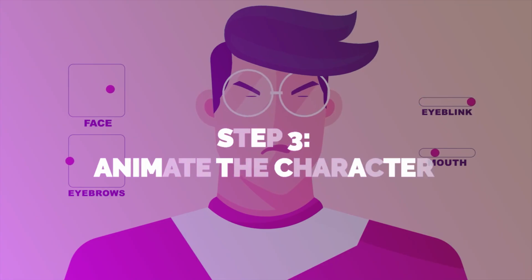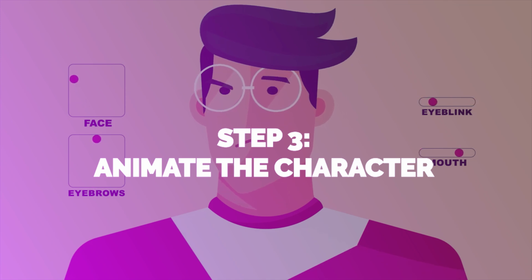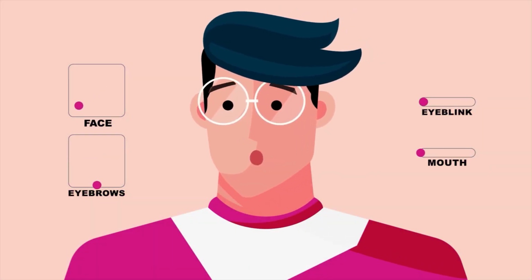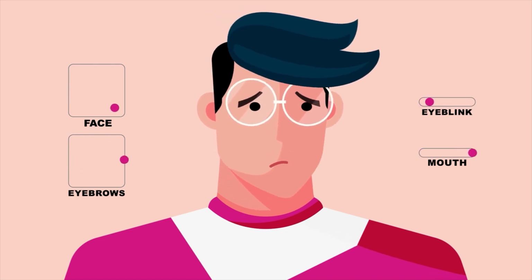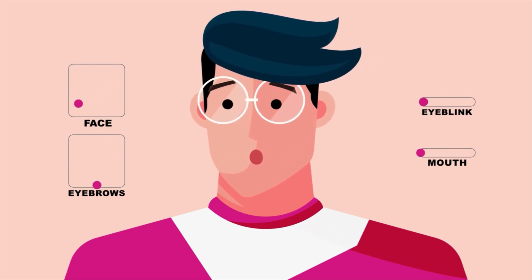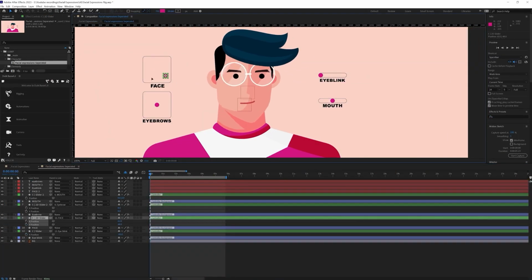Step 3. Animate the character. The last step is to animate your character and make it talk. There are 2 methods to do this. Method 1. Using keyframes in Adobe After Effects and an AI tool called D-ID. This method requires editing knowledge and is more complex.